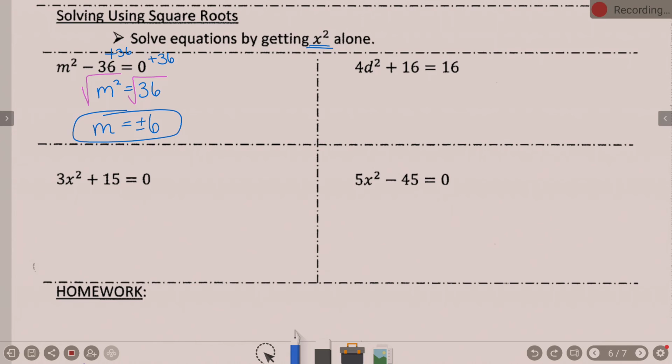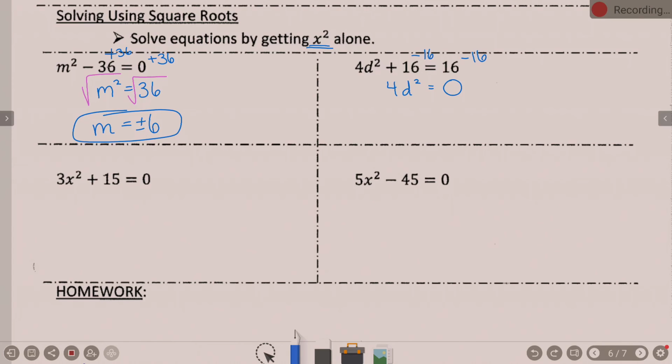Okay, shall we try B? Or I guess it's not labeled example B, but 4d squared plus 16 equals 16. How do I start to get d squared by itself? Minus 16. If it's plus 16, we're going to subtract 16. What I do on the left, I do on the right. 4d squared equals... They both cancel out. It's just going to be 4d squared.